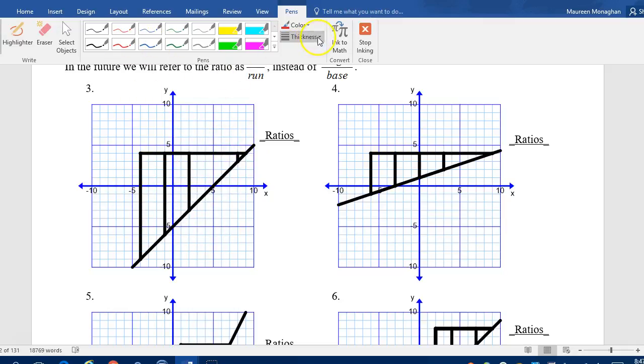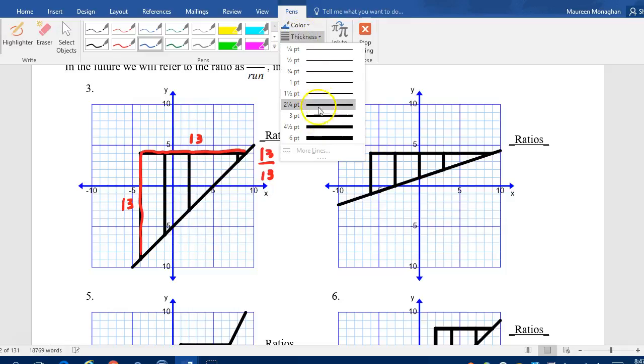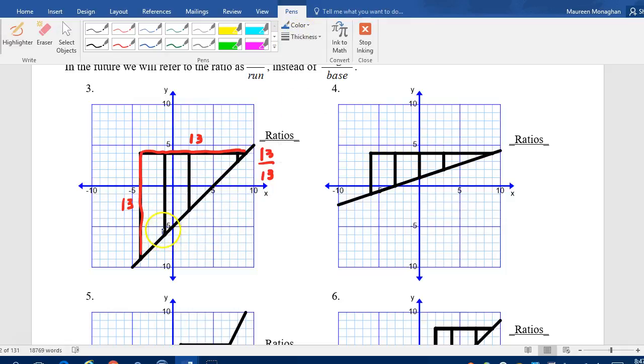Let's just stick with the red, and we're going to name this the rise, or the height. If we were to count that, it's going to be 13. And then, of course, the run is 13. So the ratio is 13 over 13 for this first one. How about the second one? If we were to count all these, what's your rise there? That's 10, and the run here is 10. So the blue one is 10 over 10.